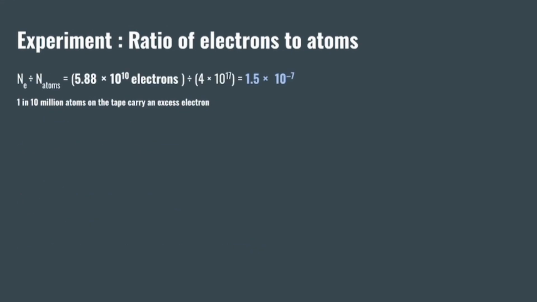Next, we have the ratio of electrons to atoms. We just take our electrons, divide it by the atoms, and now we have this value, and that means 1 in 10 million atoms on the tape carry an excess electron, and that is responsible for the result you saw whenever you saw the tapes repel.